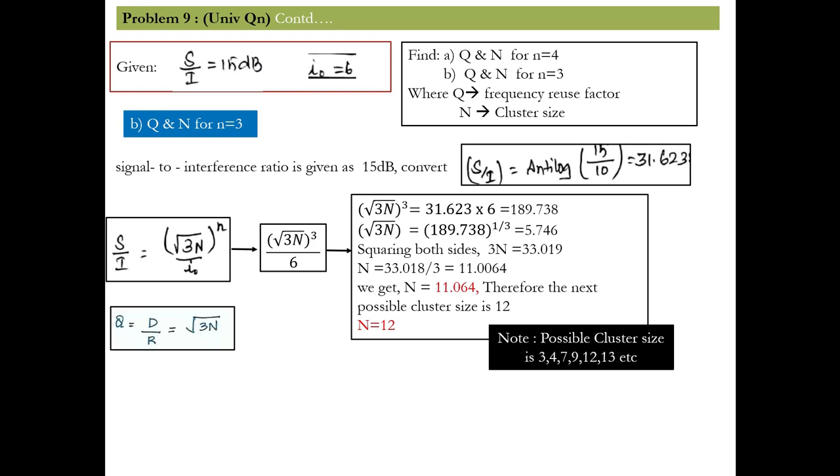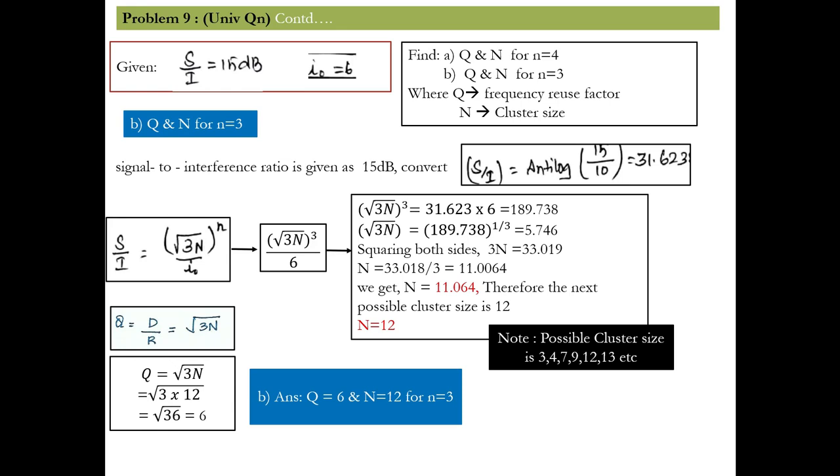Now using the same formula, let us find the value of Q. So Q is equal to square root of 3n, and just now we have found out the value of n as 12. Let us substitute here. So Q is square root of 36, which is equal to 6. So my answer is Q is equal to 6 and n is equal to 12 for the path loss exponent 3.